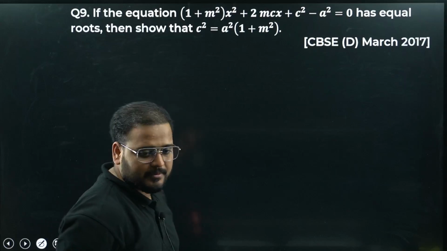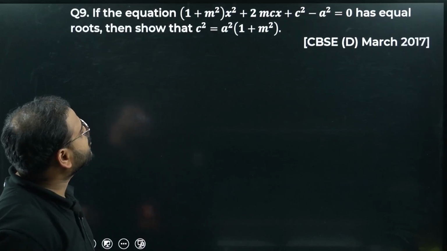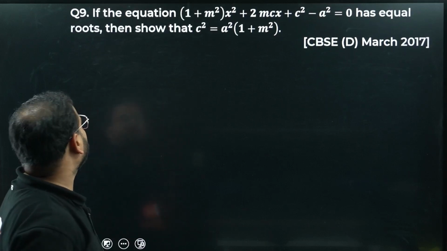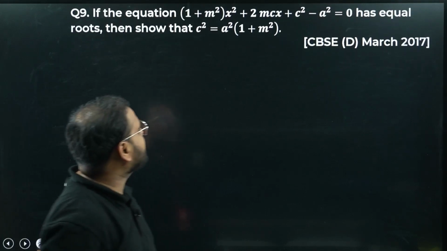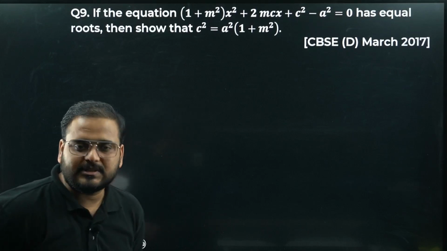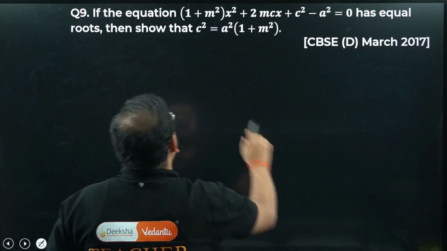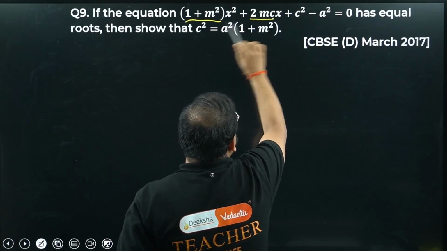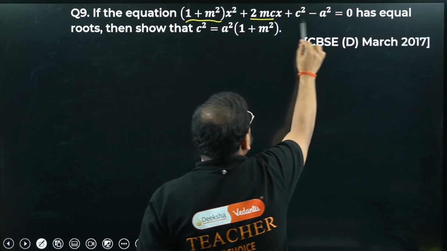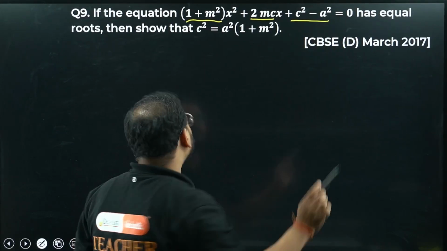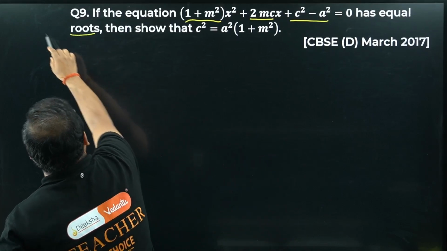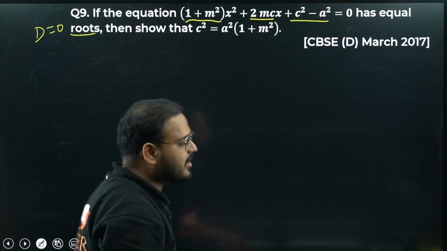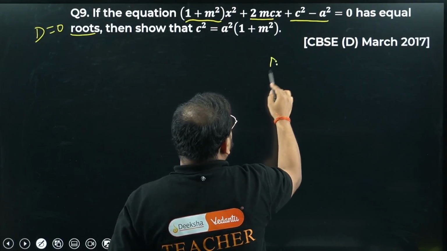1 plus m square times of x square plus 2mcx plus c square minus a square equals to 0 has equal roots, then prove that c square equals to a square times of 1 plus m square. Means for this given equation, a is this, b is 2mc and c is c square minus a square, and it has equal roots. Equal root means what? D equals 0, right? Equal and real condition. So first find what? D value.